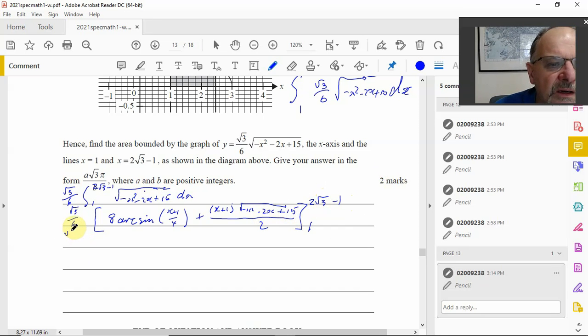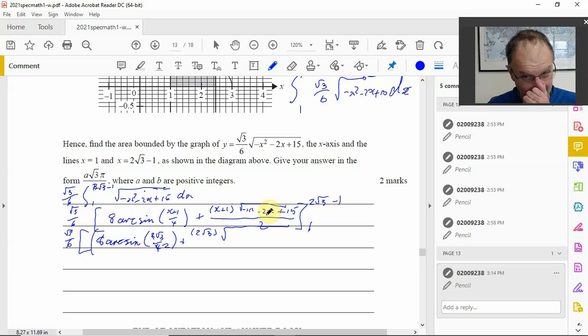All right, so root 3 on 6, substituting 2 root 3 minus 1, so that's 8 arc sine. 2 root 3 minus 1 plus 1 is 2 root 3 on 4, which of course cancels, plus, in that bracket it's 2 root 3, and all of this under here is the square root of the negative of (2 root 3 minus 1) squared minus 2x plus 15, all over 2.